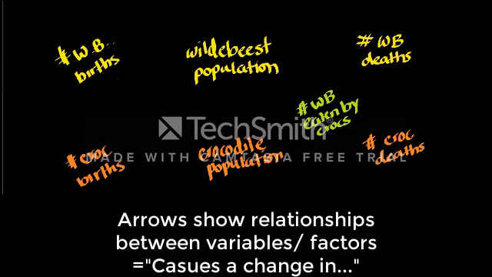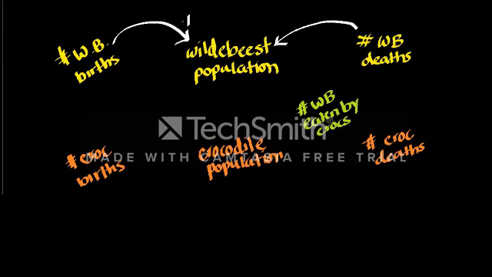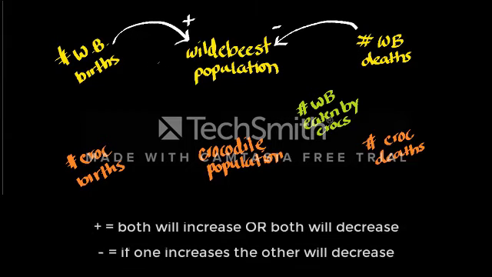Now that we identified our variables, we need to show how they relate to each other. In a causal loop diagram that's shown by an arrow. The number of wildebeest births causes a change in the wildebeest population size. The number of wildebeest deaths causes a change in the wildebeest population size. If there's more births, then there's going to be a bigger population, so we'll put a plus. If there's more deaths, then the wildebeest population is going to go down, we'll put a minus.